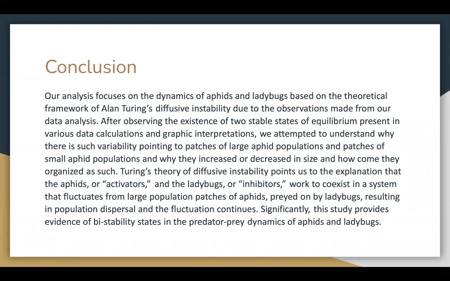Turing's theory of diffusive instability points us to the explanation that the aphids, otherwise known as activators, and the ladybugs, or inhibitors, work to coexist in a system that fluctuates from large population patches of aphids, then preyed on by ladybugs, overall resulting in population dispersal, and the fluctuation then continues. Significantly, this study provides evidence of bistability states in the predator-prey dynamics of the studied aphids and ladybugs.